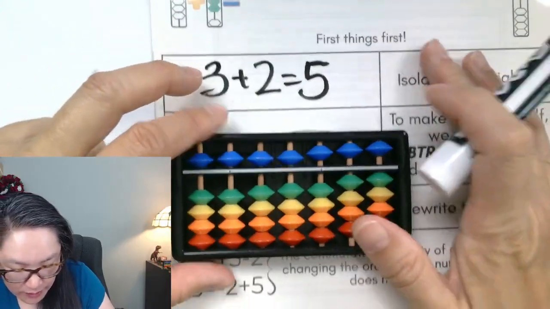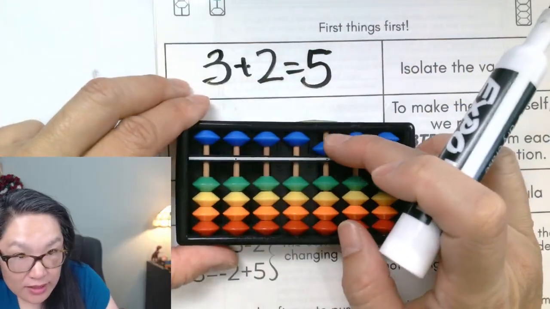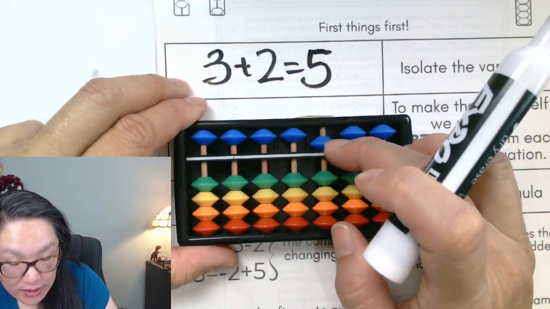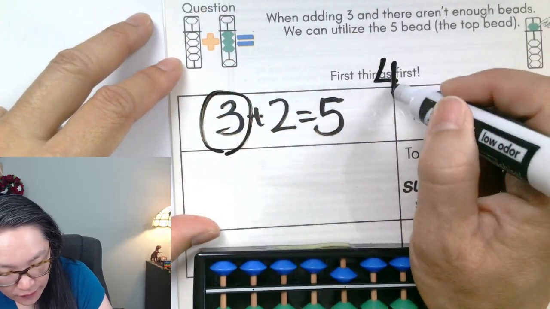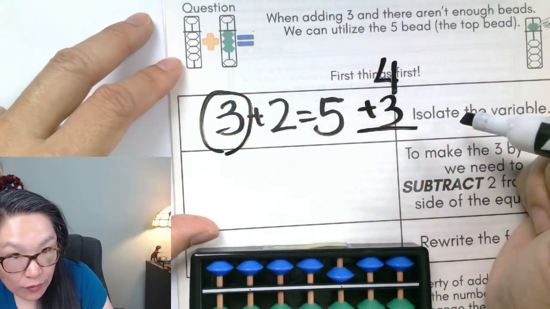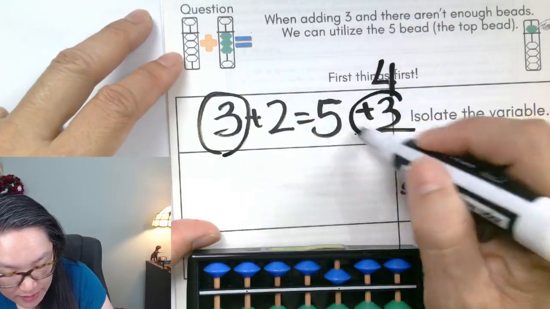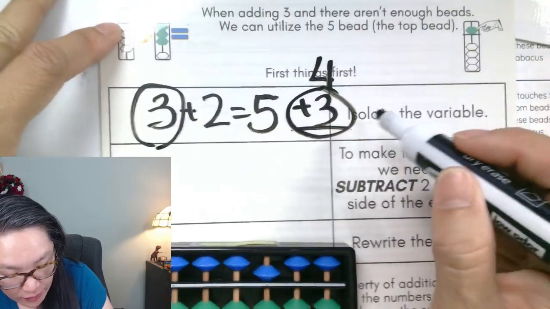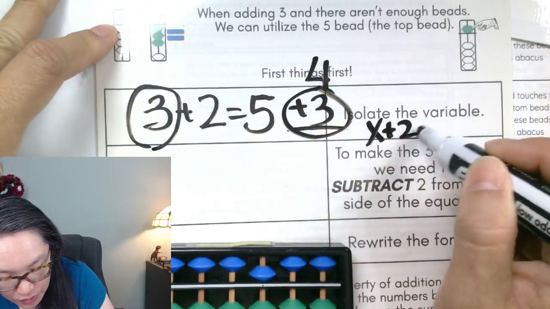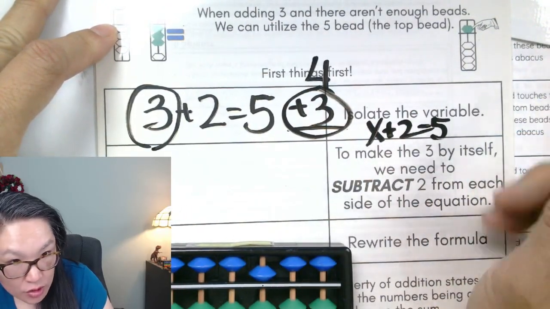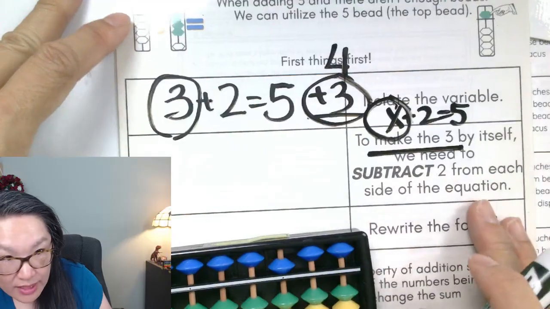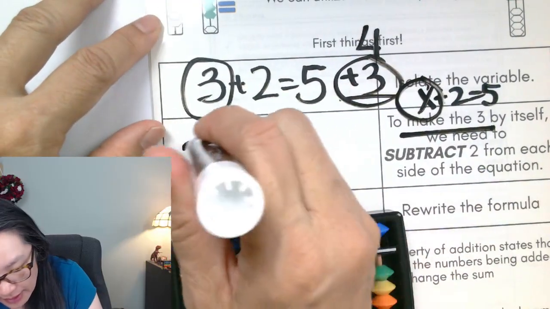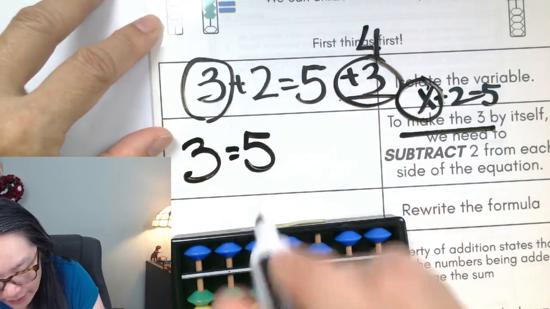The reason why we're trying to make a 5 is because we want to utilize this 5 bead. Because we're trying to utilize this 5 bead, we want to isolate the variable. So the question is 4 plus 3. When we do 4 plus 3, we want to isolate the variable. This is the variable we want to isolate. It's very similar to x plus 2 equals 5. So we want to make the 3 by itself. We want to say 3 is equal to 5.